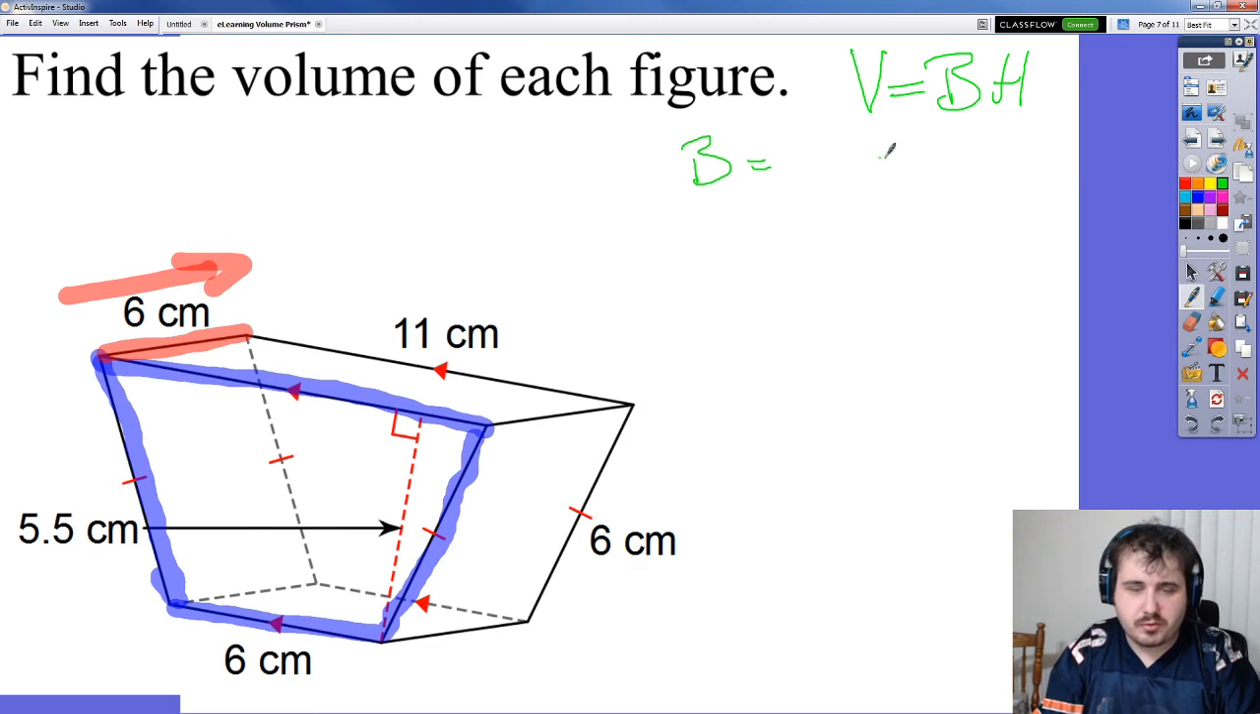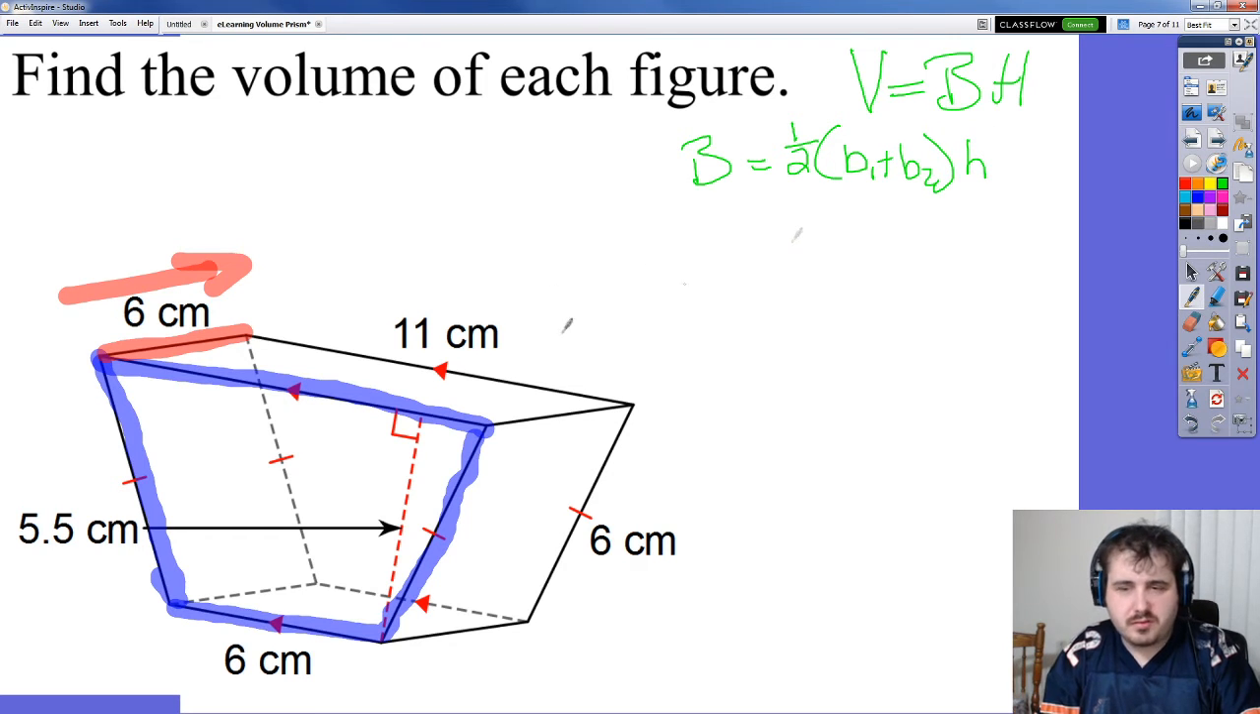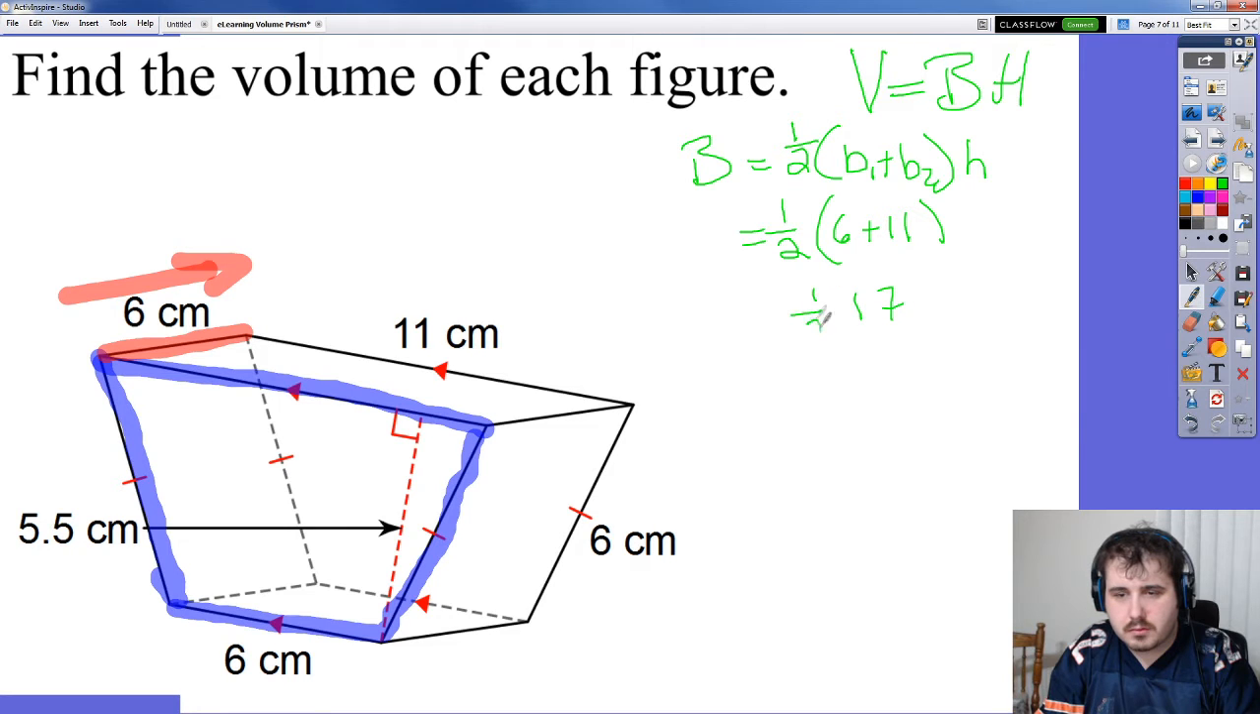Remember, this is a trapezoid, so 1/2 times the sum of the bases times the height. Well, 1/2. Base 1 is 6. Base 2 is 11. So what's 6 and 11? Yeah, 17, that's right. And then the height of the trapezoid is 5.5, right?